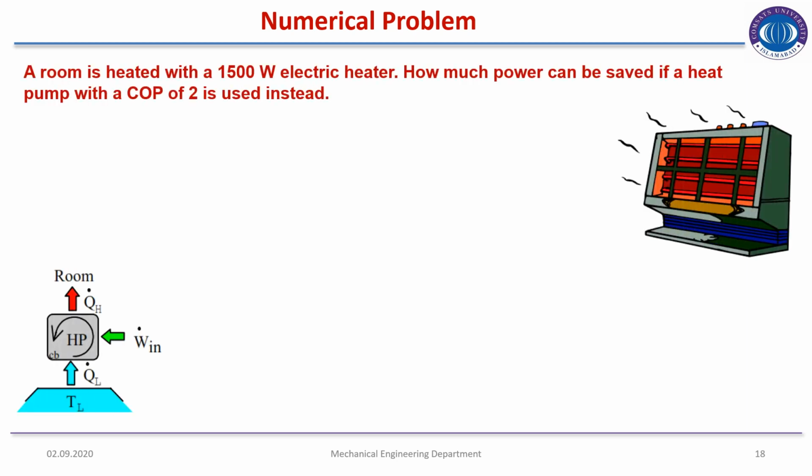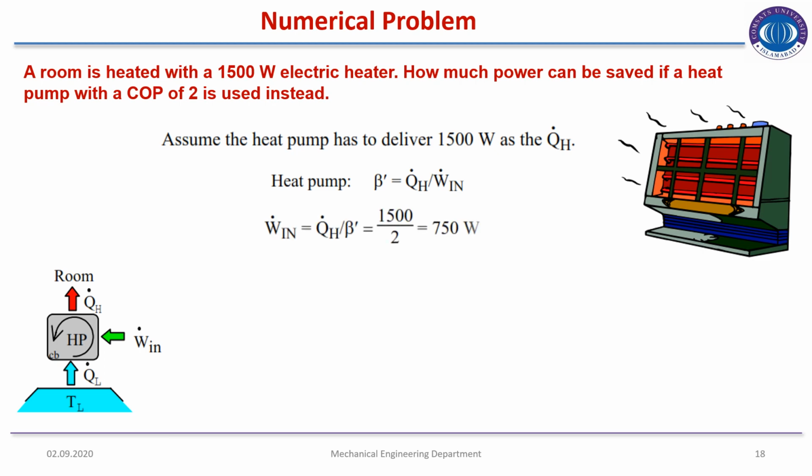Numerical problem: a room is heated with a 1500 watt electric heater. How much power can be saved if a heat pump with a coefficient of performance of 2 is used instead? Assume the heat pump has to deliver 1500 watt as the Q dot H. Coefficient of performance of a heat pump is Q dot H divided by W dot. So W dot in is Q dot H over the coefficient of performance. So the power is 750 watt.